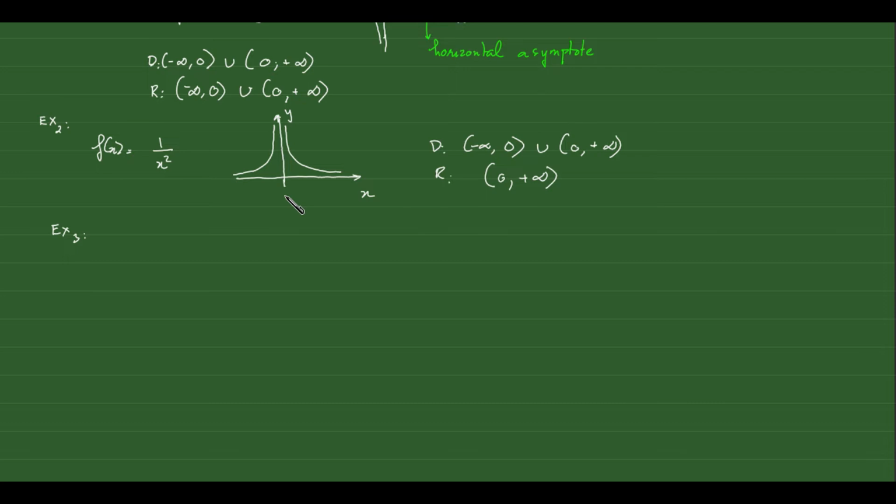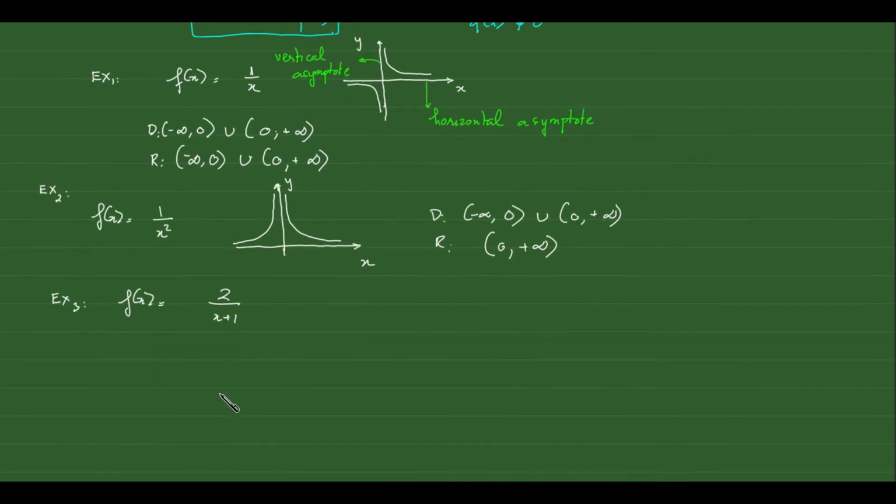For example, I have something like this, right? 2 over x plus 1. This is also a rational function. Actually, it looks like this, right? But you have plus 1, so basically if you apply this transformation concept, you move it to the left one unit right here. Of course, then we have 2, so it's a little bit different also. But the shape is kind of like that.